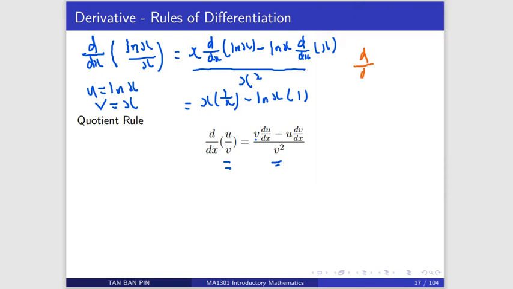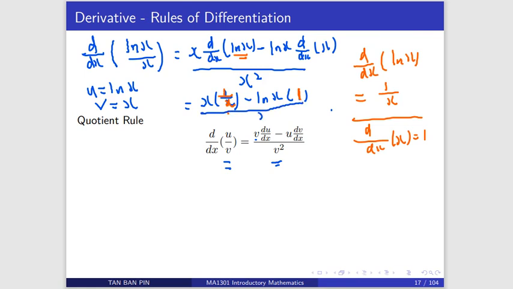Remember, if you differentiate ln x, this should give you 1 over x. Then if you differentiate x, you get 1. That's how you get the number 1 here, and that's how you get 1 over x here. Then you divide by x squared, which you can simplify: x and 1 over x cancel to give you 1. So 1 minus ln x, over x squared.